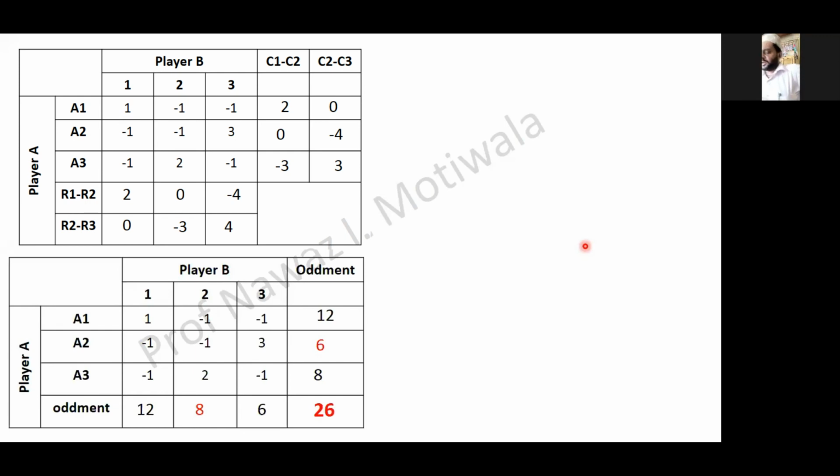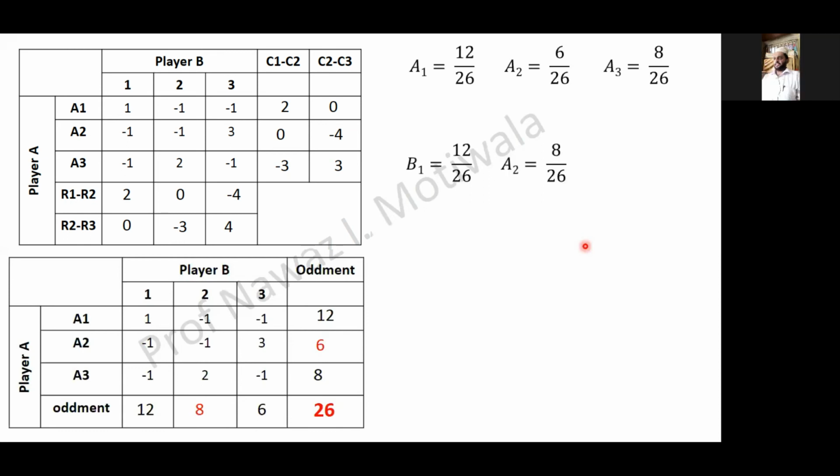Okay, so after these calculations, we now need to write the answers. The answer will be the oddment divided by the total number of oddments. So I will write here A1 is equal to 12 divided by 26, A2 as 6 divided by 26, A3 as 8 divided by 26. And similarly for B1, I will write 12 by 26, 8 by 26, and 6 by 26.